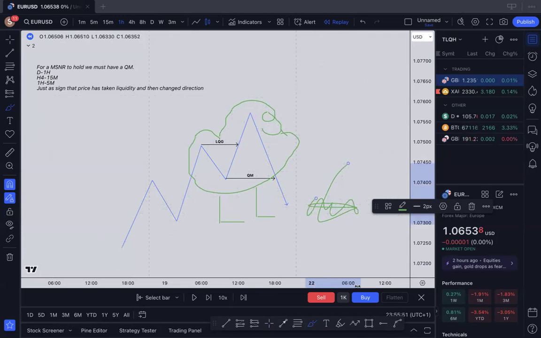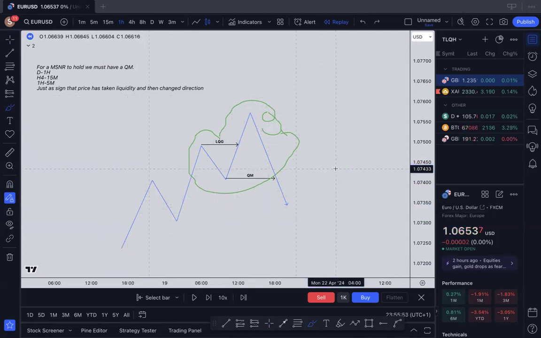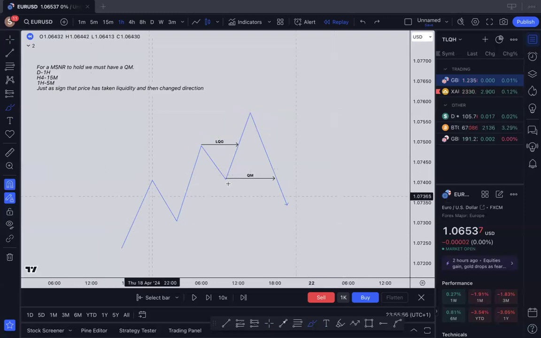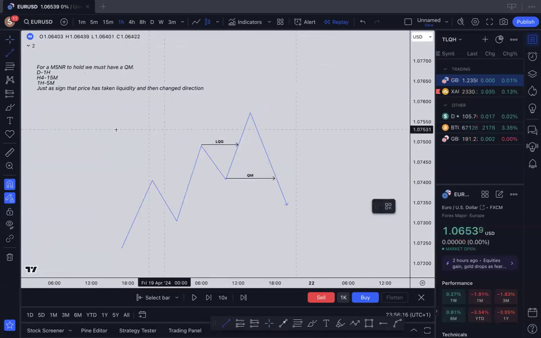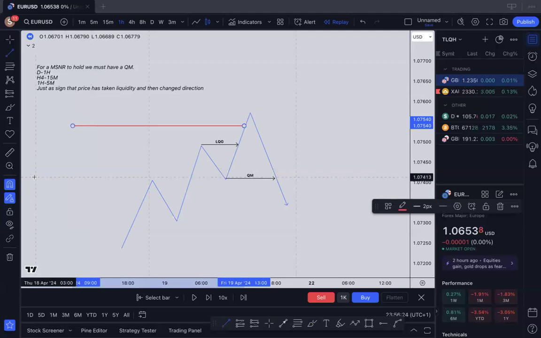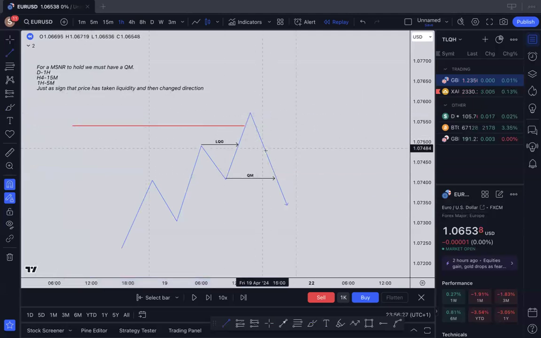It's authenticated. Jokes aside, though, once we get this, this is a sign that we are in a bearish storyline. Now, if we were in a bullish example, yet again, we'll just be taking out the low here, liquidity grab there, and then taking out this here. And this is a sign that price has turned bullish. So when are we actually looking for this? Well, we're looking for it when we tap into an MSNR level. So say, for example, we're on the H4, we would be looking for a 15-minute QM.